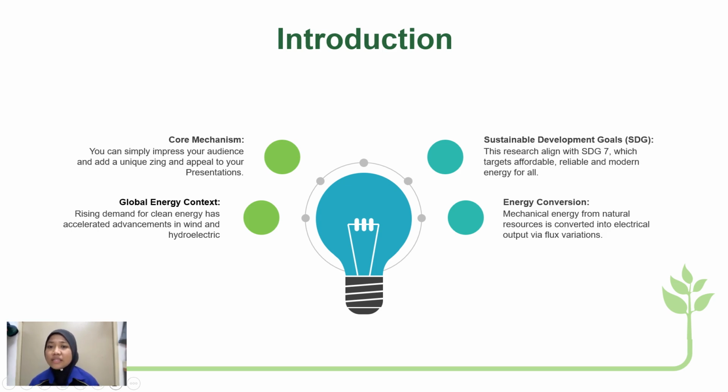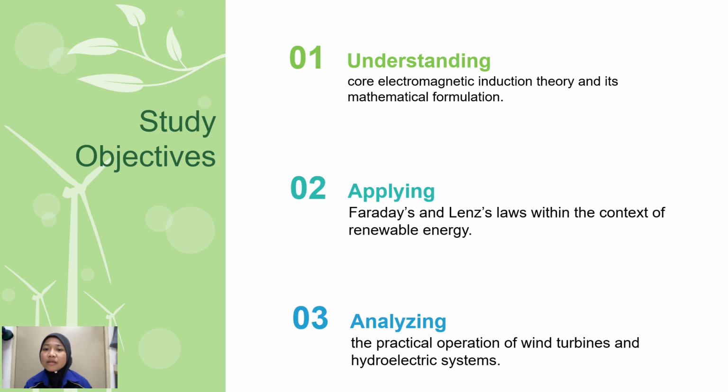At the heart of the system is a fascinating mechanism. Mechanical energy from natural sources is converted into electrical energy through variation in magnetic flux. This not only enhances our energy infrastructure but also adds a unique appeal to how we present and understand sustainable solutions. To guide this exploration, we have outlined three key objectives.